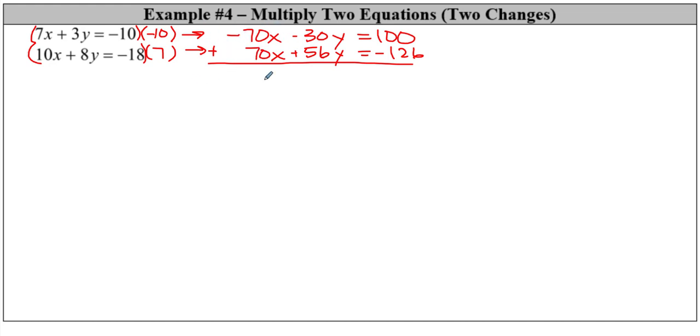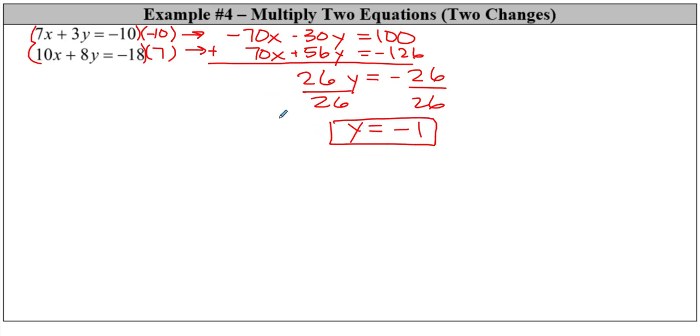All right, so let's go ahead and add these straight up. Negative 70x plus 70x, that gives me 0. We got negative 30 plus 56. That's the same as 56 minus 30, so I get positive 26y. And then 100 minus 126, that's going to be a negative 26. Divide both sides by 26, and we get y is equal to negative 1.